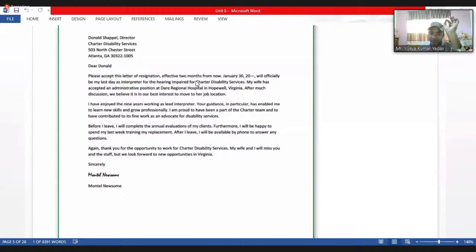In the first paragraph, you give the reason why you are resigning. Now, in the second paragraph: I have enjoyed the 9 years working as lead interpreter. Now, give the positive feedback. You have worked for a long time, so give the positive feedback. Don't give negative feedback. I have enjoyed the 9 years working as lead interpreter. Your guidance in particular has enabled me to learn new skills and grow professionally. I am proud to have been a part of the charter team and to have contributed to its fine work as an advocate for disability services.